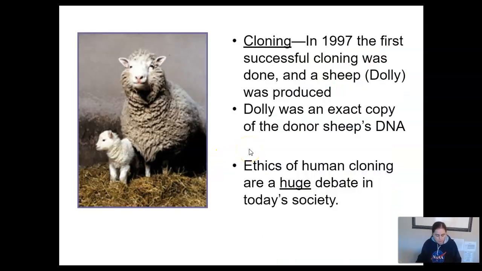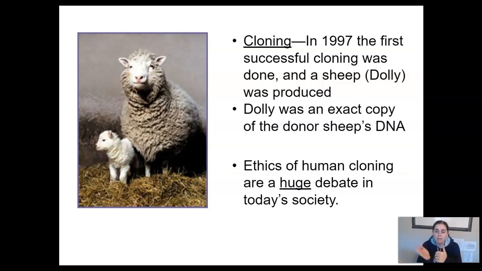Cloning. So we're going to talk about some cloning as well. In 1997, the first successful cloning was done, and it was a sheep named Dolly who was produced. I happened to be in high school biology class in 1997 when this happened, and my teacher gave us a copy of the article that came out in, I want to say Newsweek or something like that, about how amazing this was, that this animal survived and lived and they were able to do this. It was mind-blowing when it first happened. Like, oh my gosh, imagine the possibilities of this.